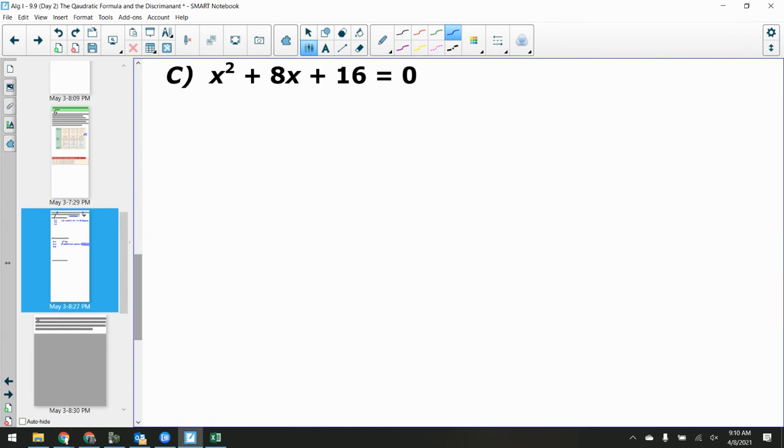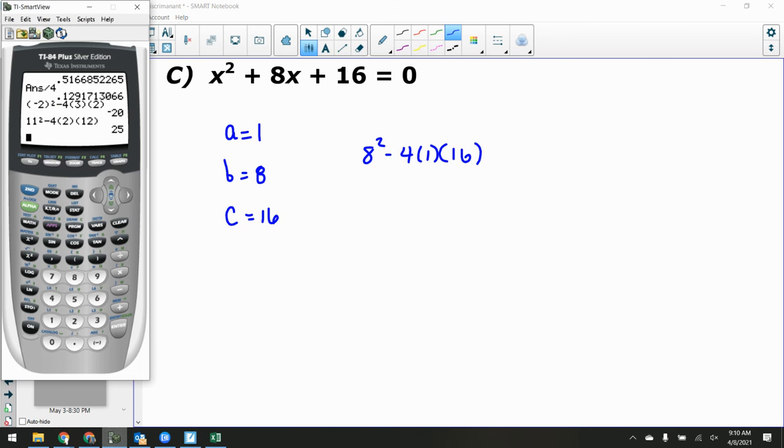And let's take a look at our last one there: x squared plus 8x plus 16. All right, so A is 1, B is 8, C is 16. B squared minus 4AC gives us 8 squared minus 4 times 1 times 16.